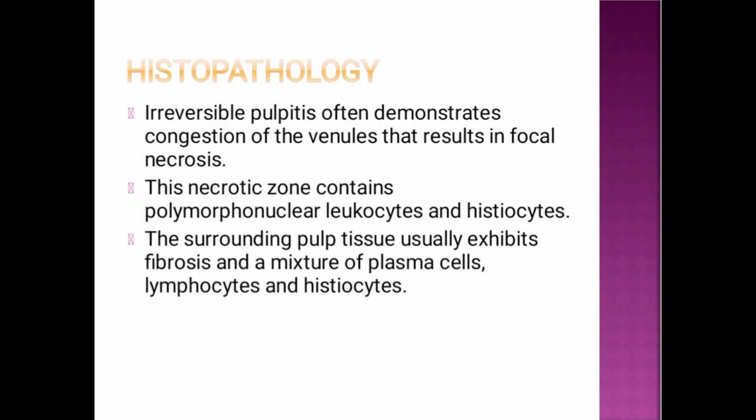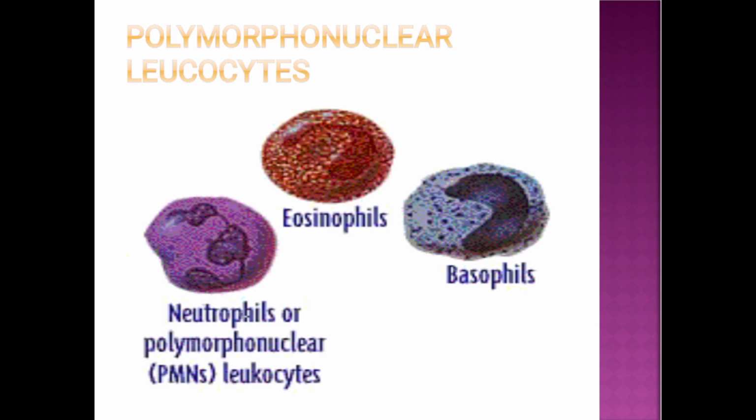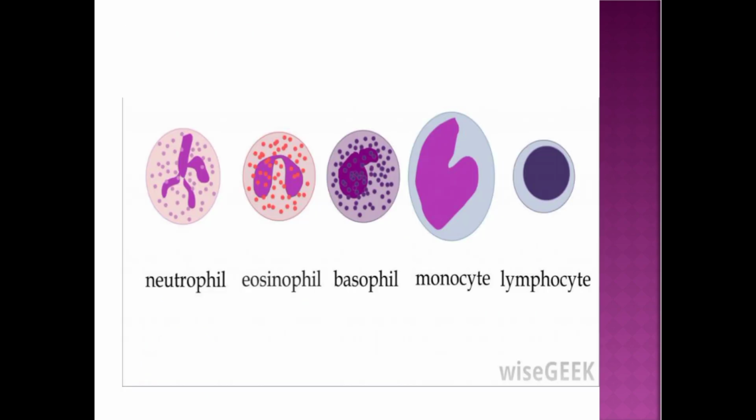Histopathology is the same, you can see it. There will be a necrotic zone, with congestion of venules that results in focal necrosis. There will be congestion, focal necrosis, a necrotic zone, and leukocytes and histiocytes. The surrounding pulp usually shows fibrosis or a mixture of plasma cells. There will be inflammatory cells. These are eosinophils, basophils, and neutrophils. Okay, moving towards the next.